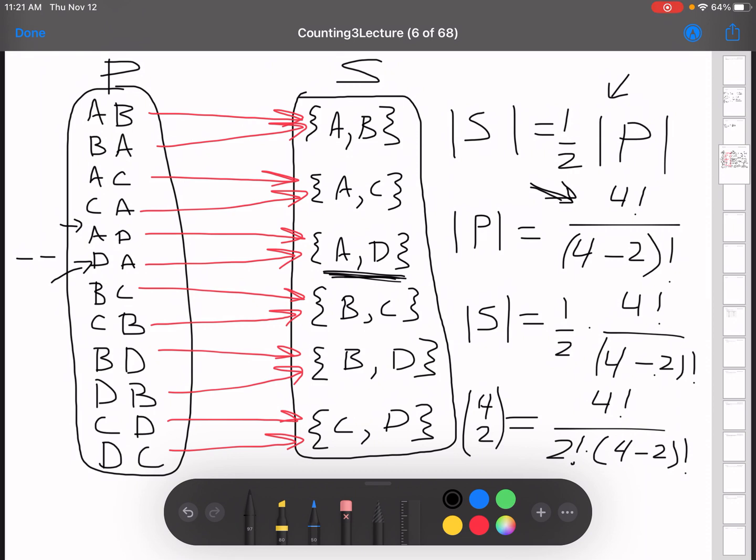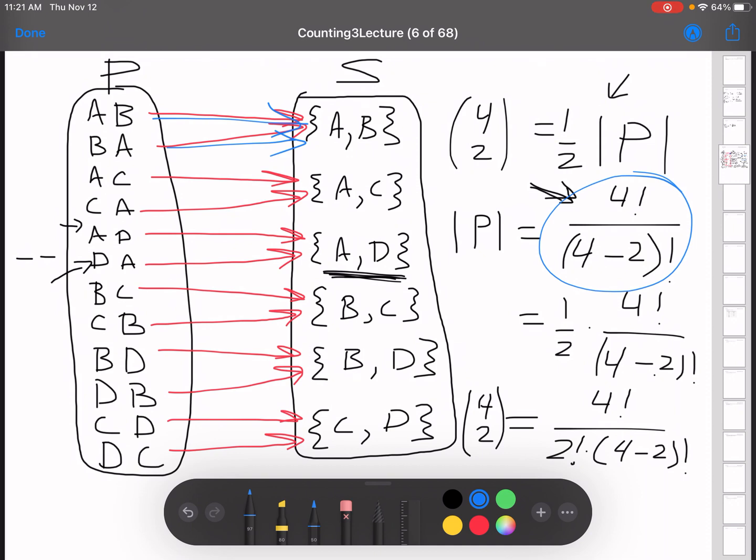And the thing I want you to get more than anything from this is that the cardinality of S, that's 4 choose 2. Well, that's just 1/2 of P. It's 1/2 of the number of elements in P, because we have a 2-to-1 map. And now what is the cardinality of P? Well, that's this formula. And so therefore we have that.